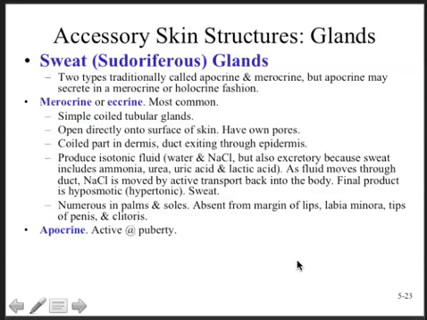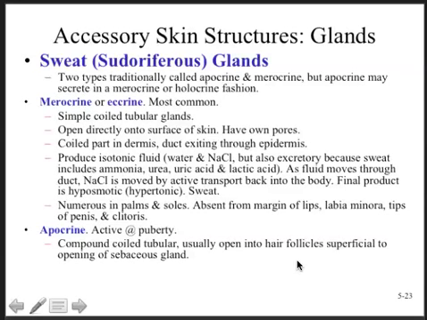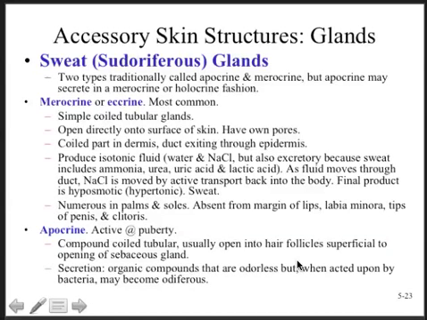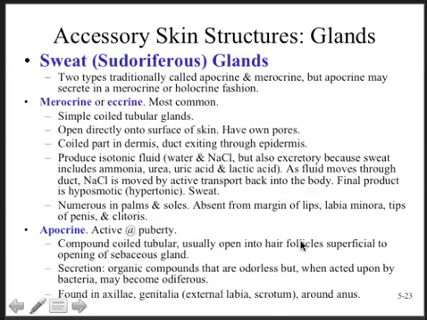Apocrine sweat glands are active at puberty, and they're made of a coiled tubular organ that usually opens onto a hair follicle superficial to the opening of a sebaceous gland, and they secrete organic compounds that are initially odorless, but when bacteria break them down, this generates what we know as body odor. And they're found in the axillae, which of course is the area under the arms, the genitalia, which in the female would be found in the labia majora, and in the male would be the scrotum, and around the anus.